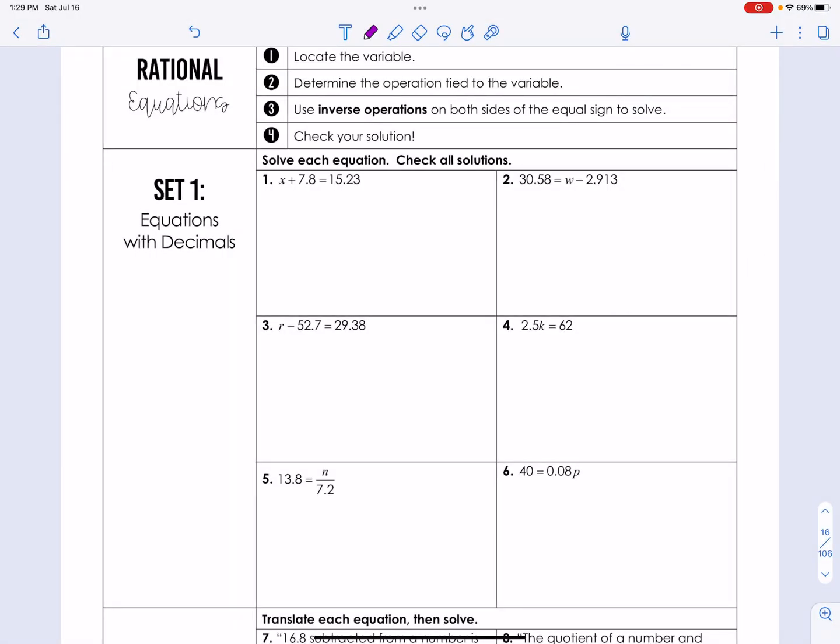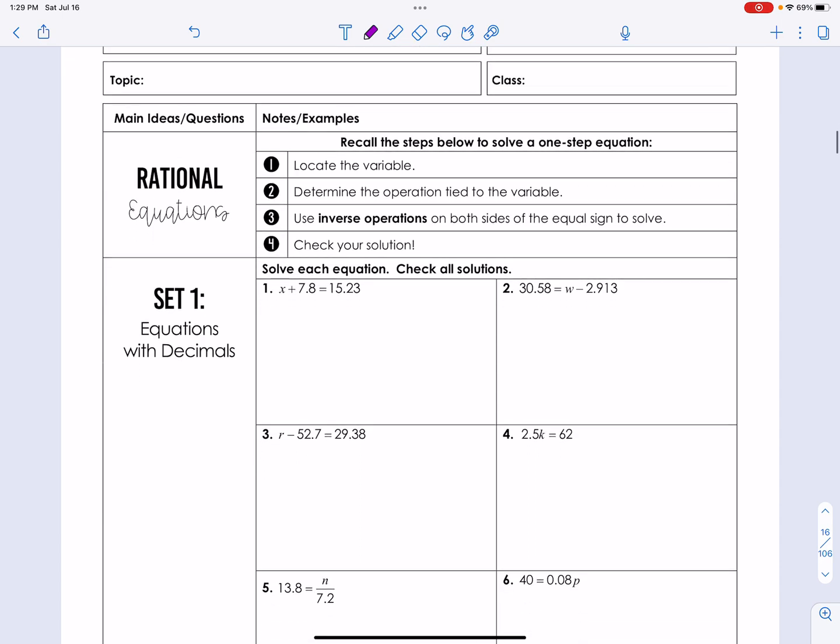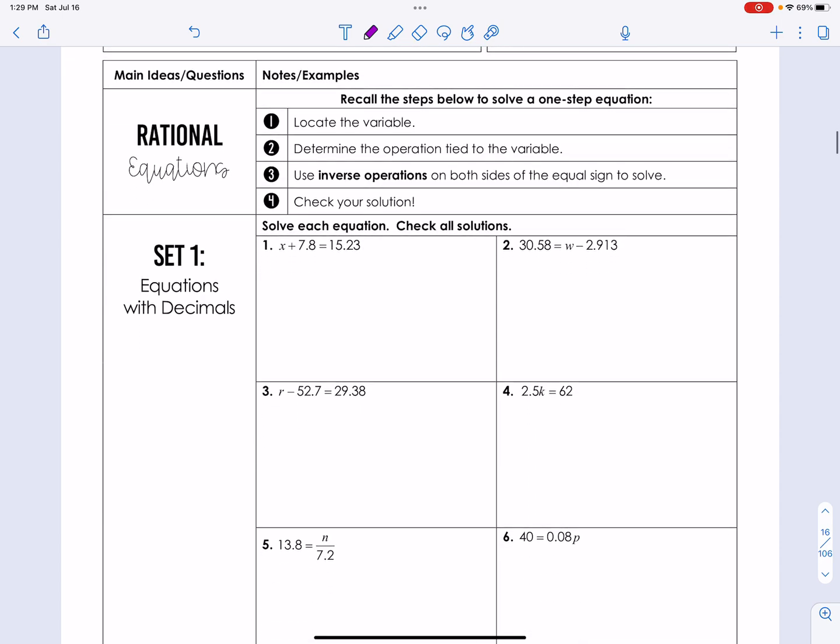All right, so on this first one, we are going to be doing page 7 of the notes, and we're going to be doing rational equations, so decimals and fractions. So you're still going to first locate the variable. That's when I draw the box around it. Determine what's tied to it. Are you adding, subtracting? Then you're still doing the inverse operation.